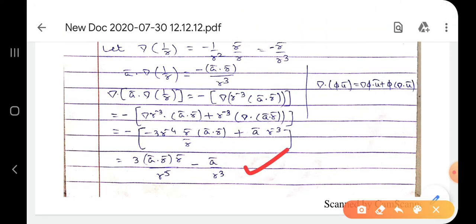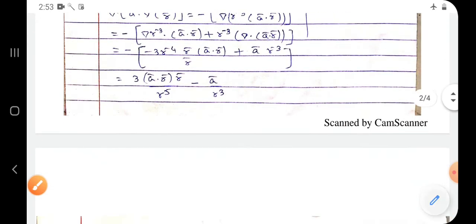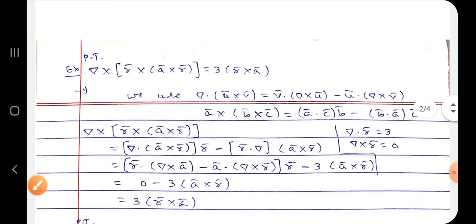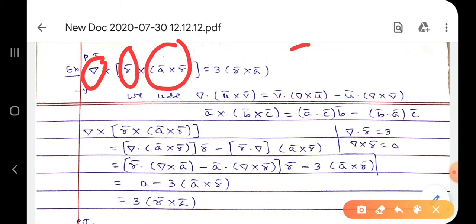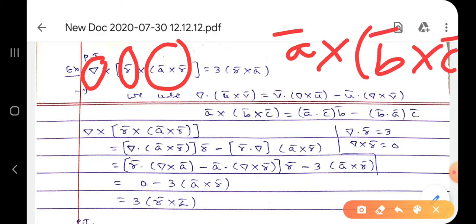Right? Understood it? Now turn towards the next example. Again here also we are going to use the same concept. Here we have to prove that del cross r bar cross a bar cross r bar is equal to 3 into r bar cross a bar. So here you can check, this is my first vector, this is my second vector, and this is the third vector. So can I write this a bar cross in bracket b bar cross c bar? Understood? My a bar is del, b bar is r bar, and c bar is a bar cross r bar.